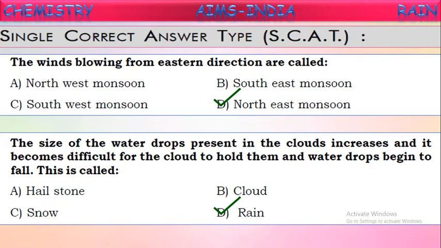First, the water droplets present in the form of clouds, when they touch the cooler areas, they condense and become bigger. When these water droplets become bigger, the clouds cannot hold them anymore. So these water droplets come slowly down one by one. This process we call raining.